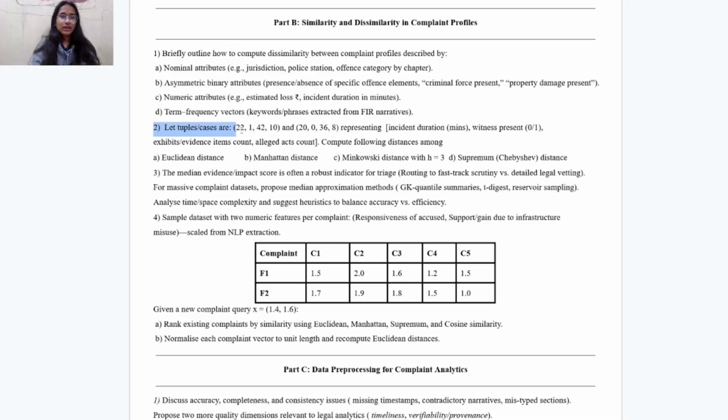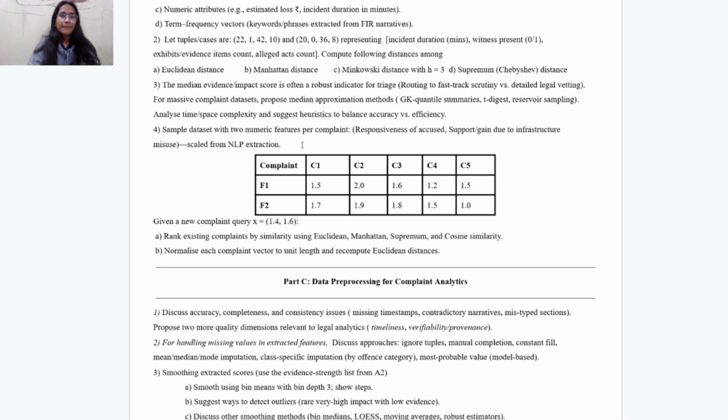Now let's move ahead with question number 2. Let the tuple cases be (22, 1, 42, 10) and (22, 0, 36, 8), representing incident duration in minutes, witness present in 0/1, and exhibits evidence items count. Compute the following distances: Euclidean, Manhattan, Minkowski distance with h=3, and the last one is Supremum, which is also called Chebyshev distance. So for this we have been given two tuples.